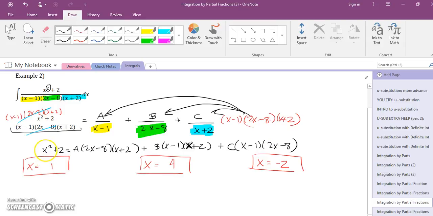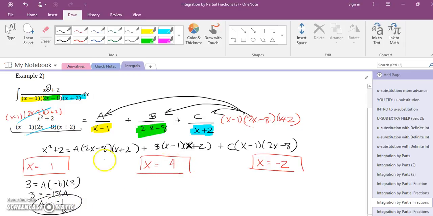So I'm going to plug 1 in on the left. 1 squared plus 2 is 3. This one does not zero out. I have a times 2 times 1 minus 8, which is negative 6, and then 1 plus 2 is 3. So I have 3 equals negative 18a. A is equal to negative 1/6.